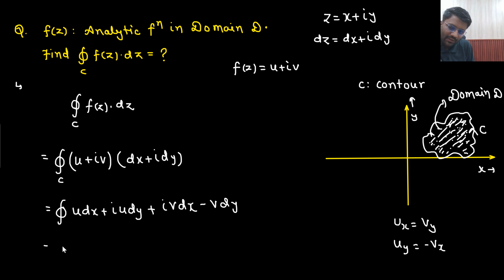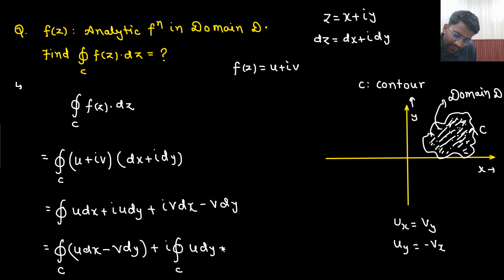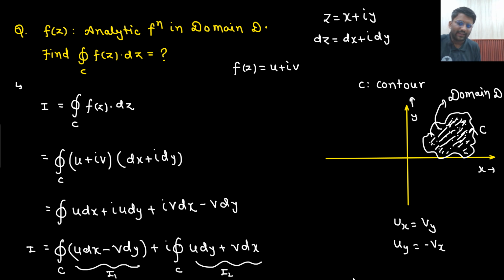So now I am taking u dx minus v dy aside, this is the real part, plus iota times u dy plus v dx. Over the path C we are supposed to calculate this particular thing and this particular thing. So let's call this I1 and this I2, and this is our integral I. So I is I1 plus I2.